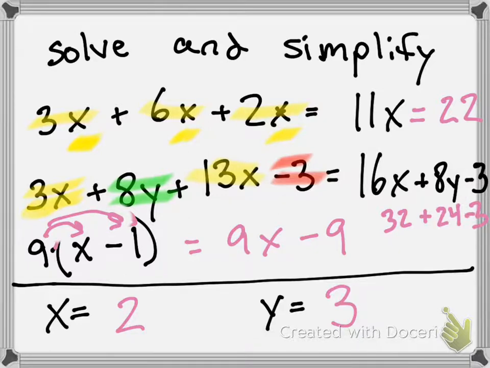So what would our answer be? 32 plus 24 minus 3. Who can tell me that answer? Rocco. 53. It is 53. Exactly. Yay. Now the last one. 9x minus 9. If x is 2, what is 9 times 2? Daniel, what is 9 times 2? We get 18. What's 18 minus 9? What is it, Rocco? 9.